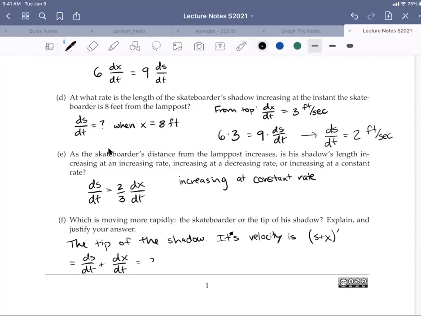If the shadow is increasing at 2 feet per second and the skateboarder is moving at 3 feet per second, then overall the tip of the shadow is going to be moving at 5 feet per second. So think about the distance from the lamppost to be able to answer that question.